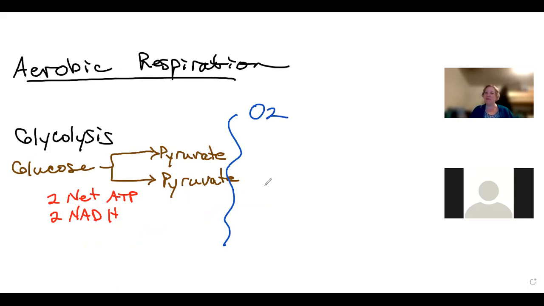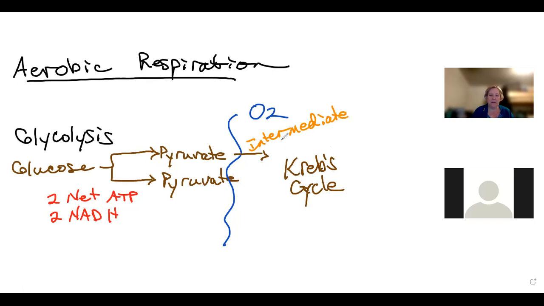And this is a forest before we dive into the trees view, okay? So from here, if we have oxygen, we can take this pyruvate and it can go on into the Krebs cycle. It's also called the citric acid cycle, okay? And we have an intermediate step before this, where we prepare the pyruvate to go into the Krebs cycle. The Krebs cycle is a cycle, okay? And we get one turn of the cycle per pyruvate, okay? So per glucose, we get two turns of the Krebs cycle, okay?